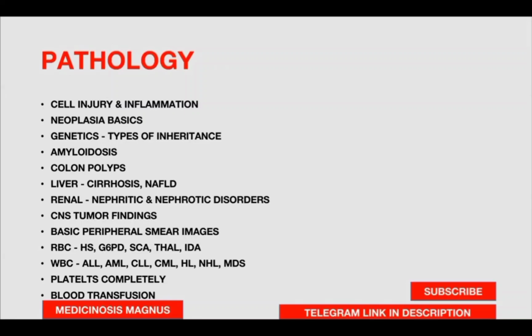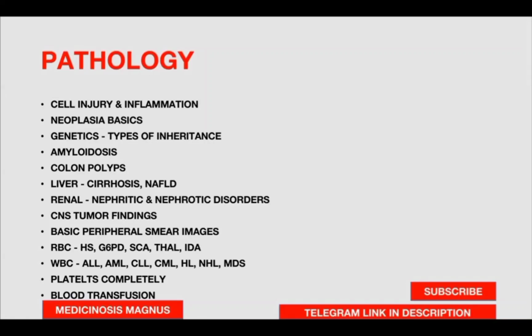So know about the basic peripheral smear images, how to identify lymphocyte, how to identify neutrophil, all those things. In RBC disorders, hereditary spherocytosis, G6PD disorder, sickle cell anemia, thalassemia, and iron deficiency anemia. WBC, all the leukemia and lymphoma, and myelodysplastic syndromes.